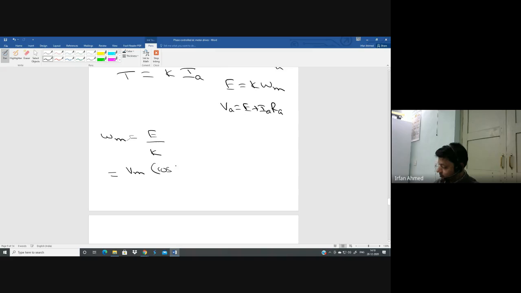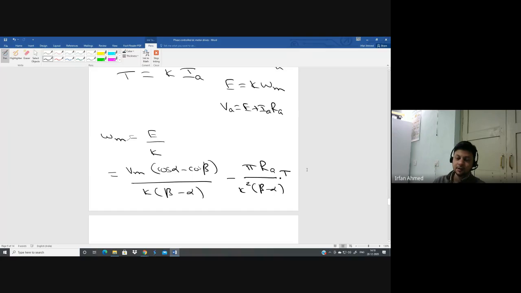Vm cos alpha minus cos beta divided by K multiplied by beta minus alpha, minus pi Ra divided by K square into beta minus alpha multiplied by T. Okay, this is the expression for speed in case of a separately excited DC motor controlled by using a single phase fully controlled rectifier. Omega M is equal to Vm multiplied by cos alpha minus cos beta divided by K into beta minus alpha, minus pi Ra upon K square beta minus alpha multiplied by T.